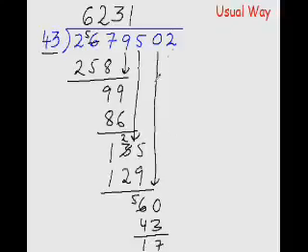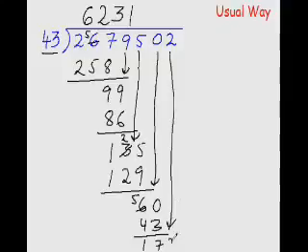Now drop down this 2. Thankfully this is the last digit. This is 2 here. Now 4 will go how many times in 17? So 4 times is 16. So I write 4 here, and once again I multiply this. So 4 3 times is 12.